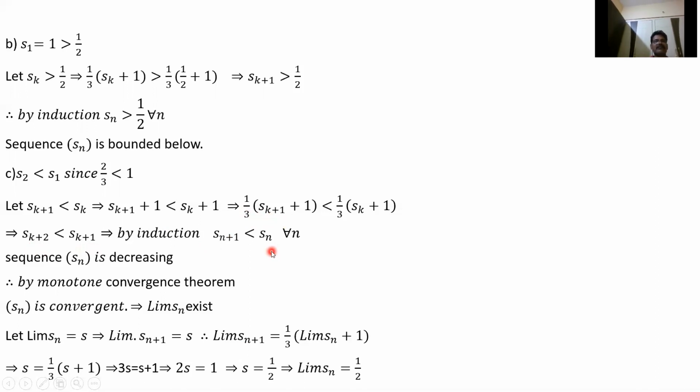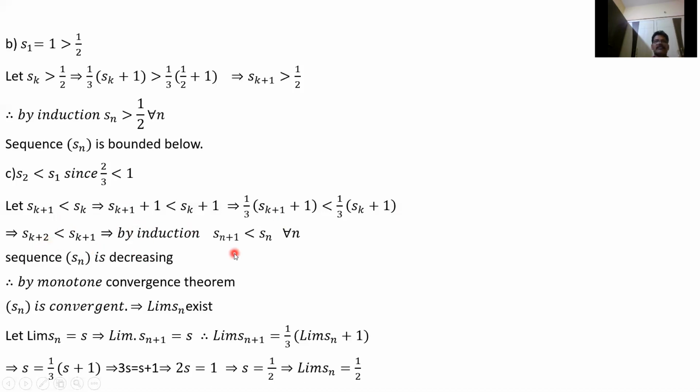So how can we show this? First, I have shown it is true for n is equal to 1. N is equal to 1 means 1 plus 1, 2. S2 less than S1, since 2 by 3 less than 1, because S2 is 2 by 3, S1 is 1. So S(k+1) is less than S(k). So adding 1 and 1 by 3, S(k+1) plus 1 is 1 by 3 S(k) plus 1. So S(k+2) less than S(k+1).